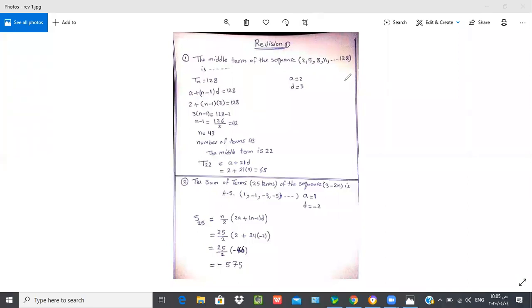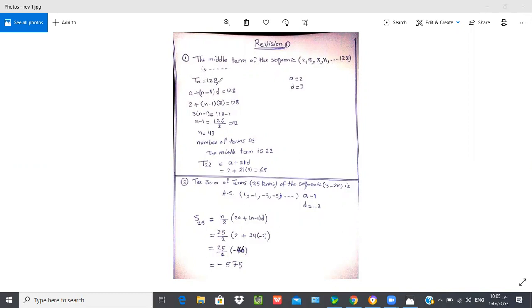Okay, look here: 2, 5, 8, 11, and 128. He asks you to find the middle term. Here, if you want to find the middle term, I must know how many terms are in this sequence. So I must find Tn, the last term.